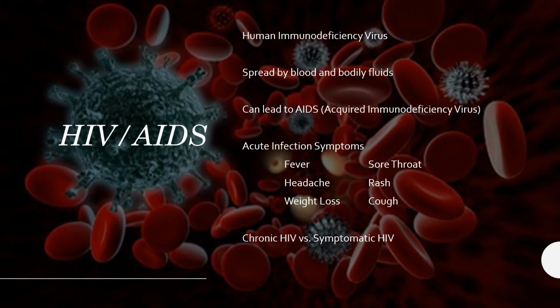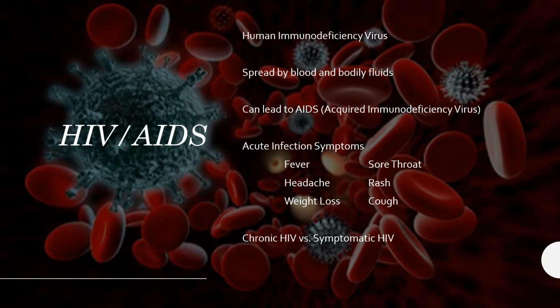HIV is most commonly spread during its primary infection. So when we think about this, someone with an HIV infection is going to present with these acute symptoms of a high fever, headache, weight loss, sore throat, rash, a productive cough. So those are the signs and symptoms we want to look out for, especially if someone has just recently been exposed to any of these certain environments where they may have contracted it.